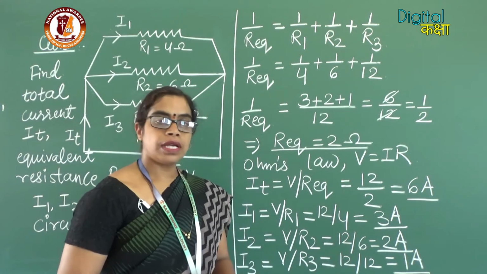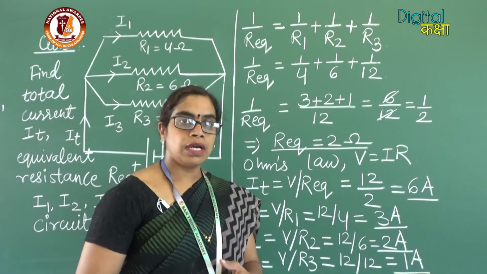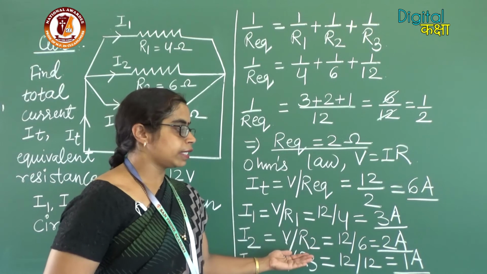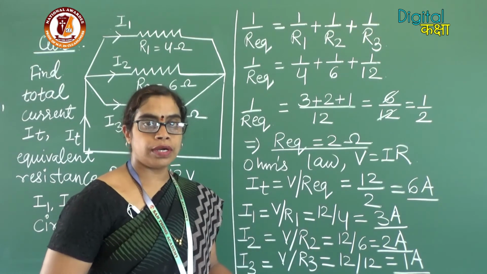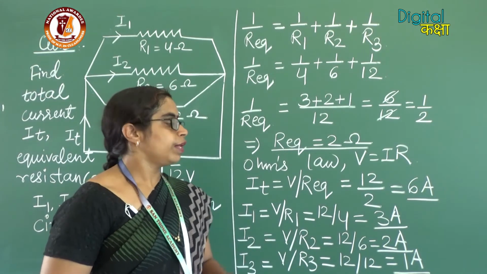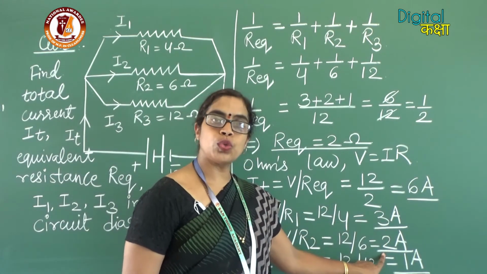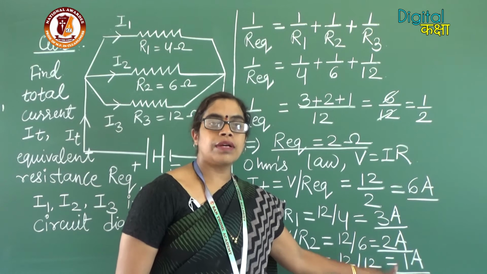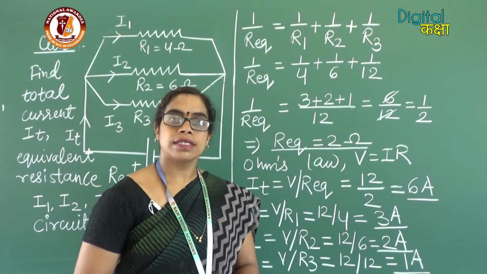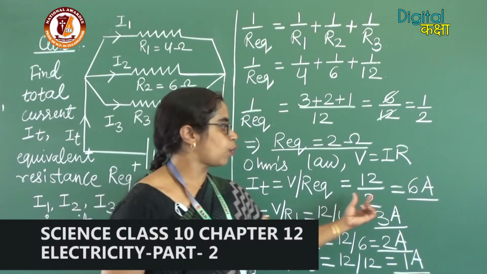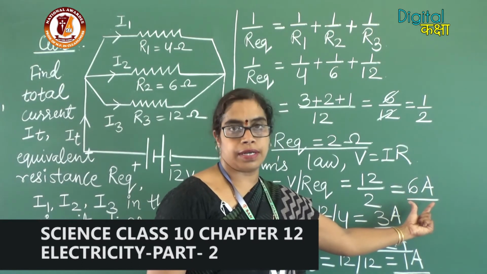To an extent, we can check whether the given values of current are correct or not. How? When we will be adding these three currents, that is 3 plus 2 plus 1, the value will be obtained as 6, which is the value of the total current.